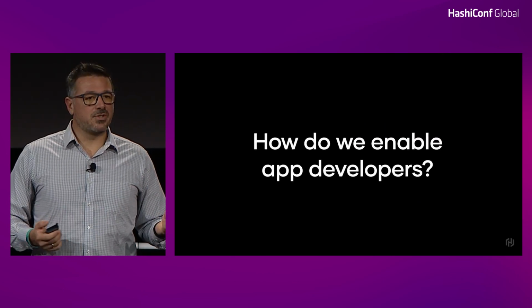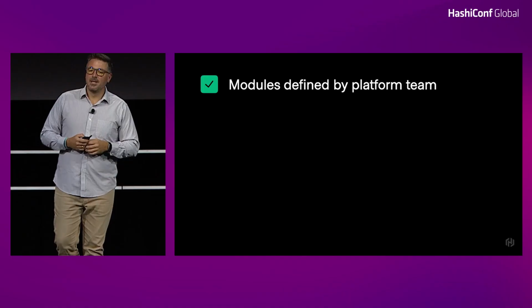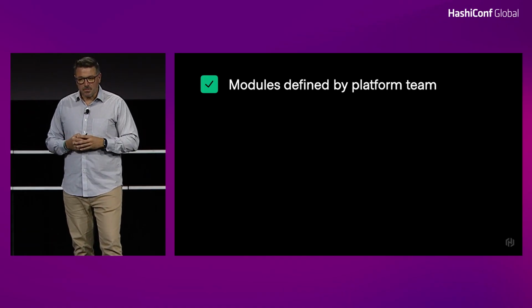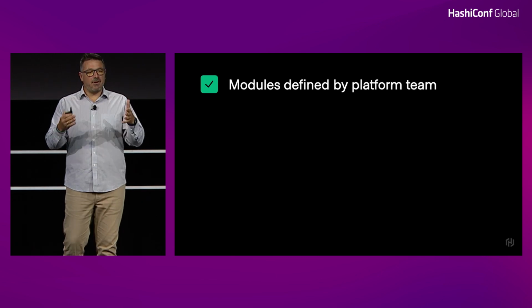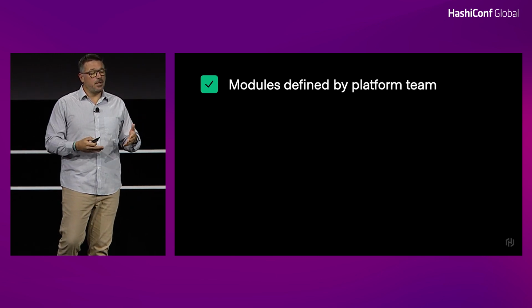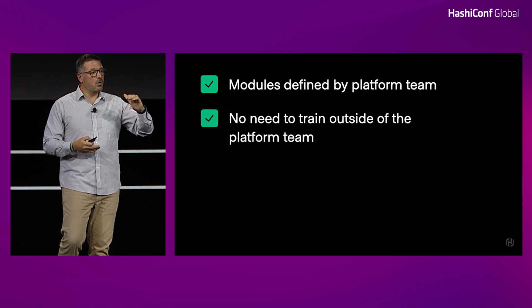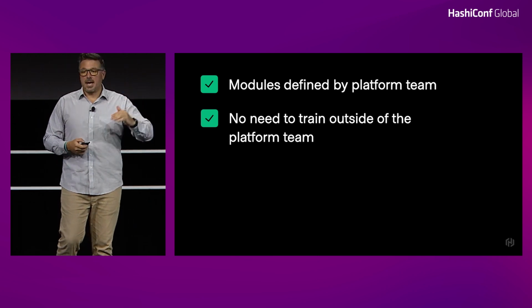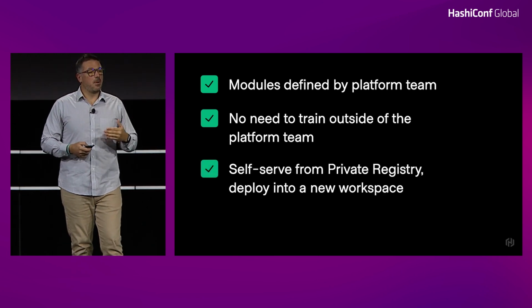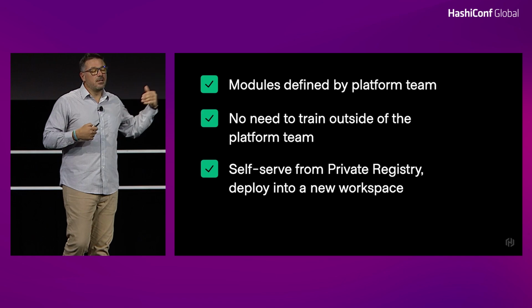So how do we enable those app developers? We're introducing no-code deployment workflows. So the idea here, and I'm going to rush it over because I'm running out of time, so apologies. But the idea here is a platform team will define the best practice as a module. They'll define this module is no-code deployable. And application teams may use the UI to deploy those modules.